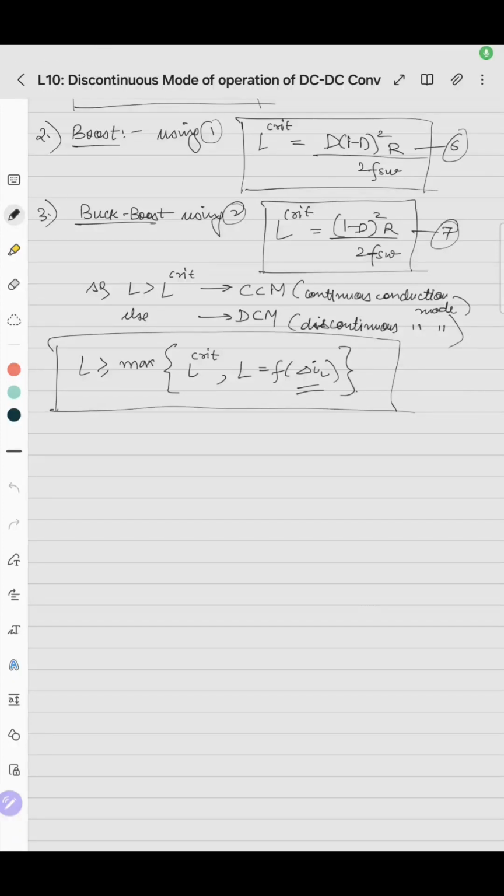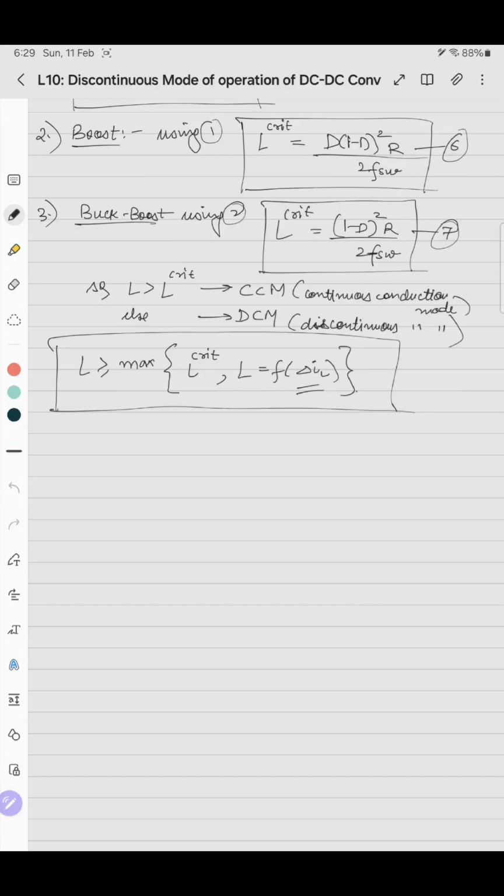So welcome to another lecture of the series on modeling and design of DC-DC power converters. In the last lecture we analyzed the discontinuous mode of operation, called DCM, in DC-DC converters, the basic second order DC-DC converters like buck, boost and buck-boost converters.